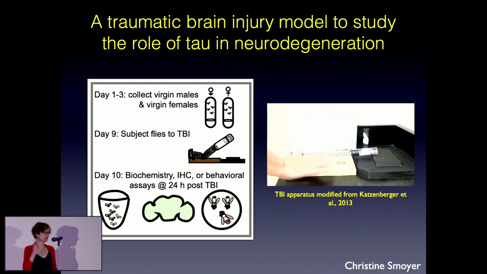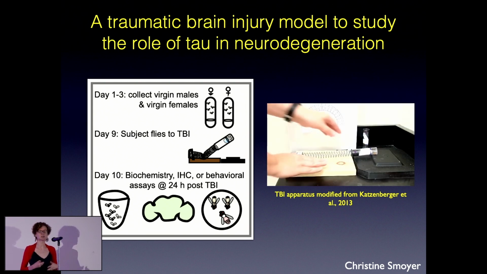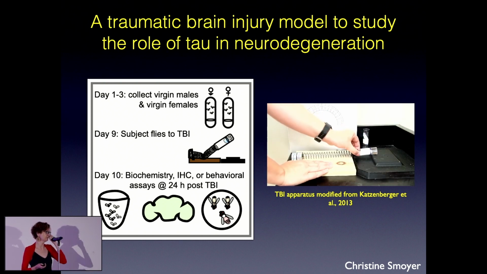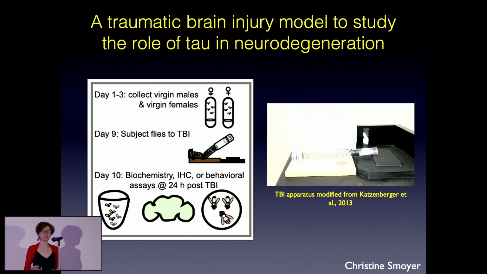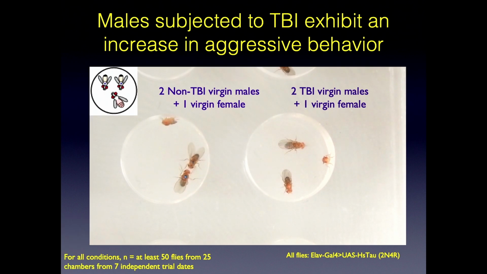24 hours after this blunt force trauma, we then can analyze these flies in a variety of different ways. We can analyze them biochemically, just grind them up. We can take their brains and analyze their brains via immunohistochemistry, and we've also performed a number of behavioral assays. And what we found, which was rather surprising to us, was that when virgin males are subjected to TBI, they are dramatically more aggressive. So this is a competitive courtship assay, and I actually think this is flipped.